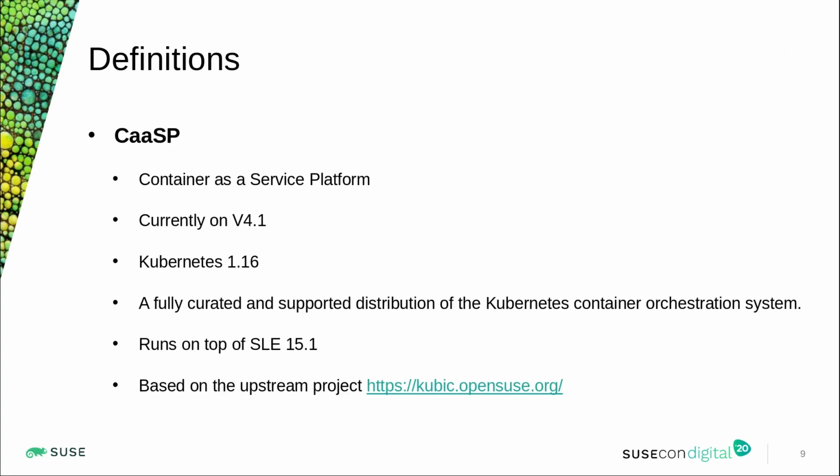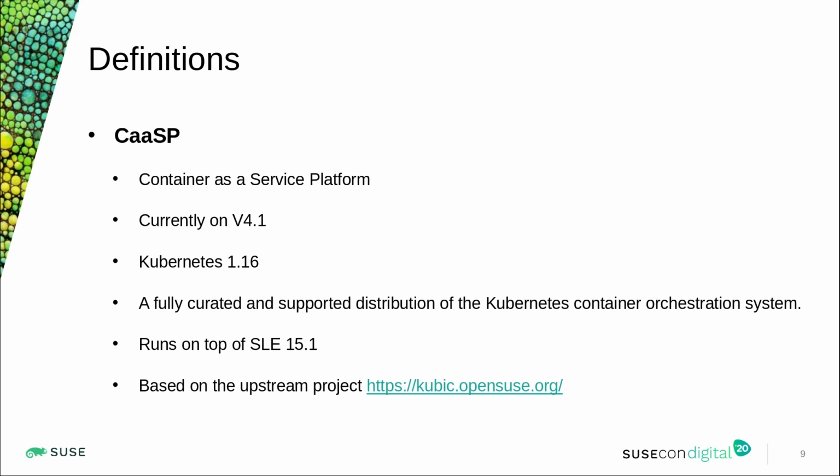So let's talk about some of the definitions here. You'll hear this term CASP used a lot. That is the Container-as-a-Service Platform. It's SUSE's Container-as-a-Service Platform. We're currently on version 4.1 of the CASP system. And what is this? Well, really, this is a fully curated, supported distribution of the Kubernetes system that was originally developed by Google, that is used for container orchestration. This actually implements today Kubernetes 1.16. That's where we're at today on that.